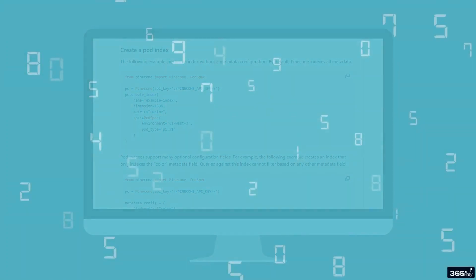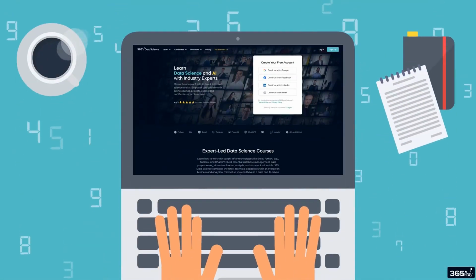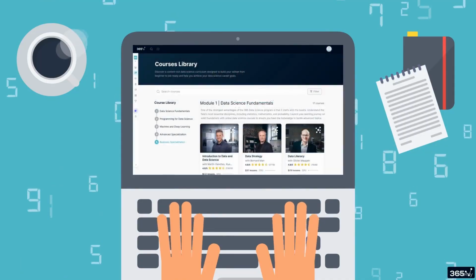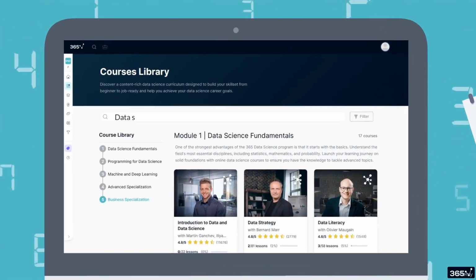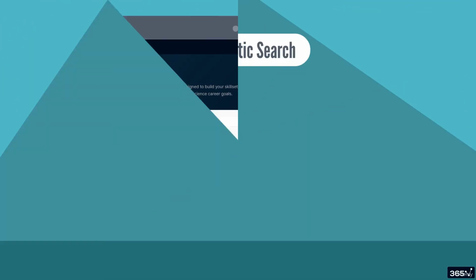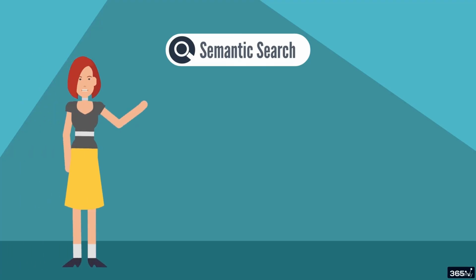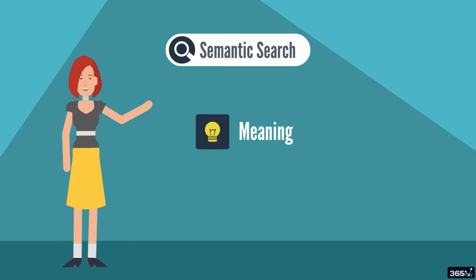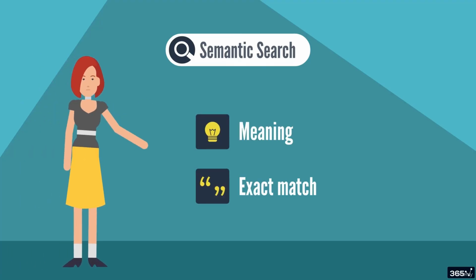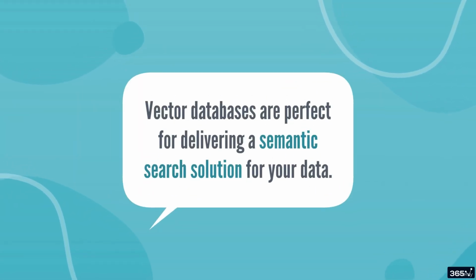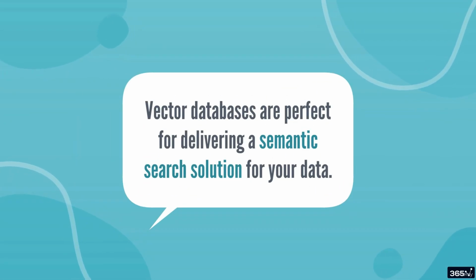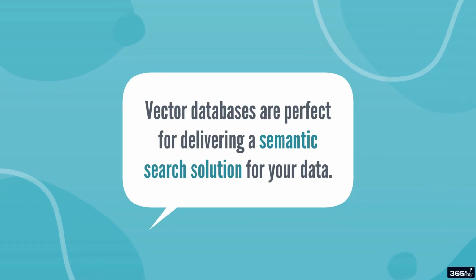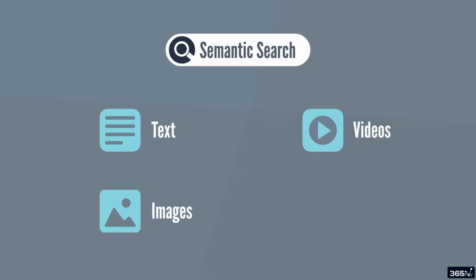The course's final section focuses on a case study using 365 company data to develop a semantic search tool for data science courses. Semantic search is a clever way to find similarities between texts based on meaning, rather than relying only on an exact match. Due to the properties, which we'll explore later, vector databases are ideally suited for providing a semantic search solution for your data. Furthermore, you could employ this not only for text, but also for images, videos, and even for audio and music searches.